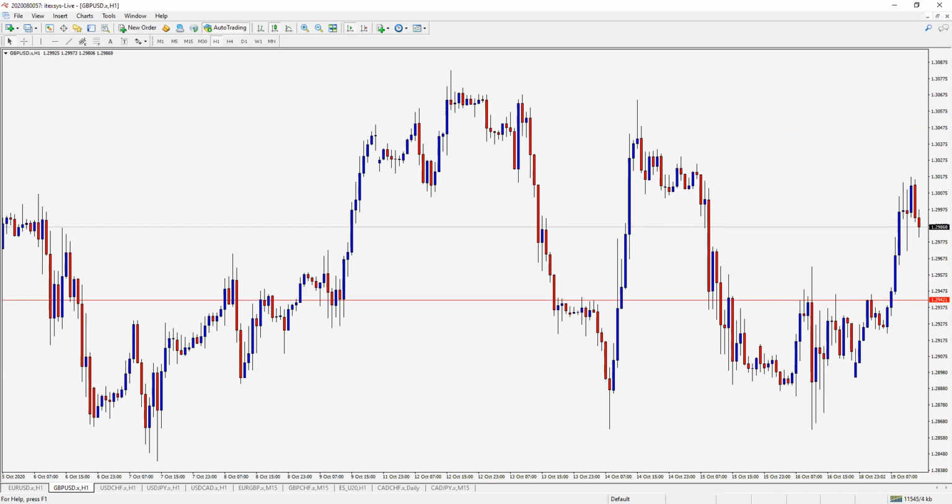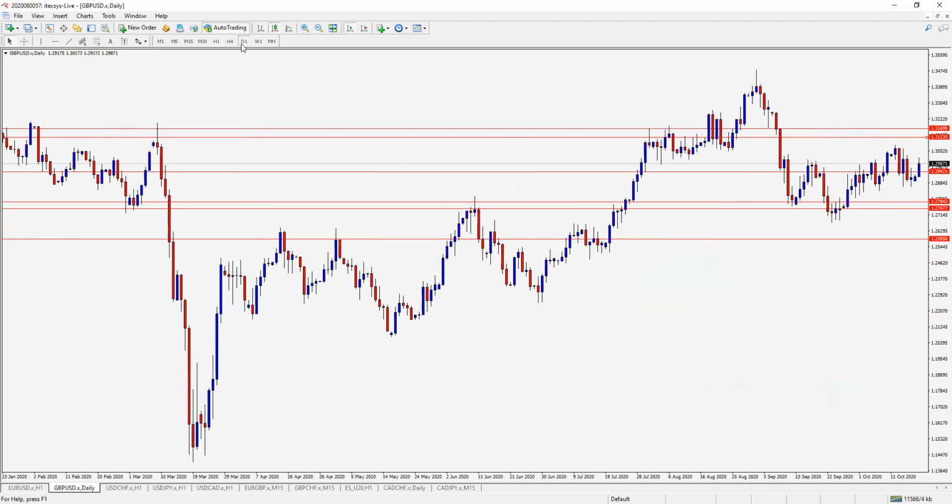My take profit is around, when you are in a sell position, I didn't follow this. Anyway, this is my conclusion and my analysis for this pair, the GBP against the US dollar.